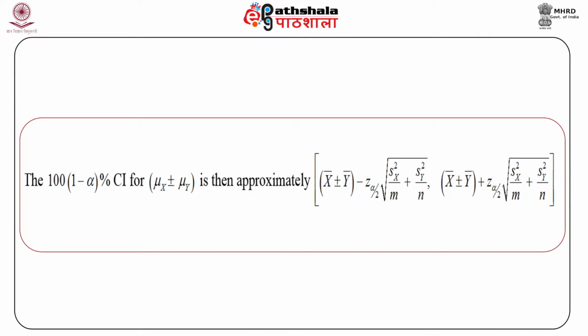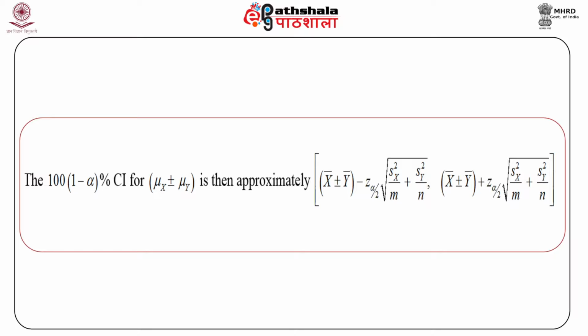Now, we can derive the confidence interval just like in the case of interval estimation for a single mean. The 100 into 1 minus alpha percent confidence interval for mu x minus mu y is obtained as (x bar minus y bar minus z alpha by 2 into the square root of sigma square x by m plus sigma square y by n, comma, x bar minus y bar plus z alpha by 2 into the square root of sigma square x by m plus sigma square y by n). So, our confidence interval has these two limits.